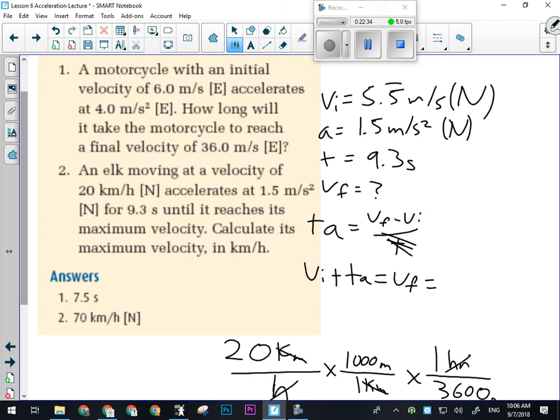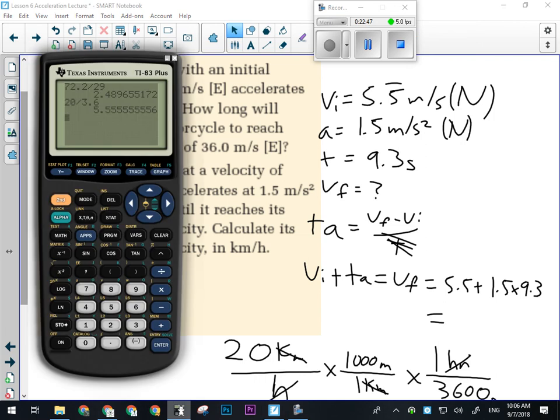All right, so we'll have 5.5 plus 1.5 times 9.3, and that'll give us our final velocity in meters per second. So, not times, plus 1.5 times 9.3. Okay, so there's my final velocity in meters per second. I need it in kilometers per hour.